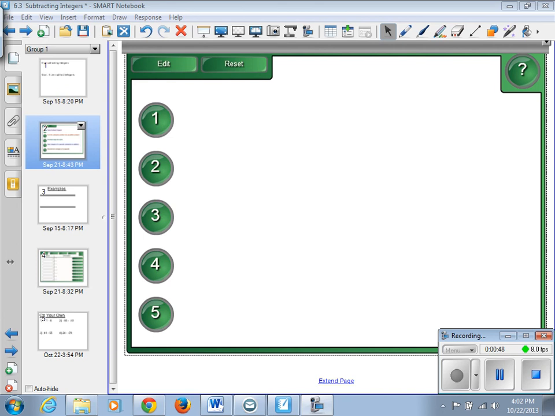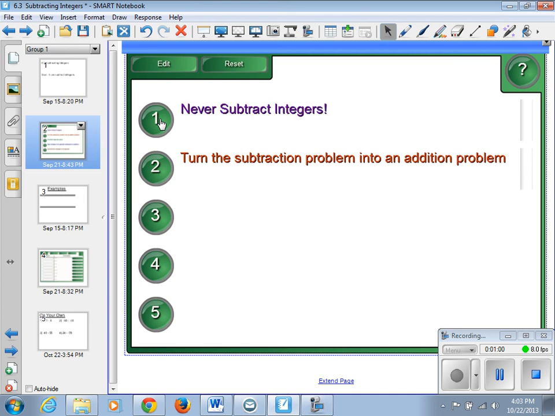Even though this lesson is called Subtracting Integers, we actually will never subtract integers. What we're going to do is turn our subtraction problem into an addition problem. And if you felt comfortable with adding these from lesson 6.2, then this should be a lot easier.